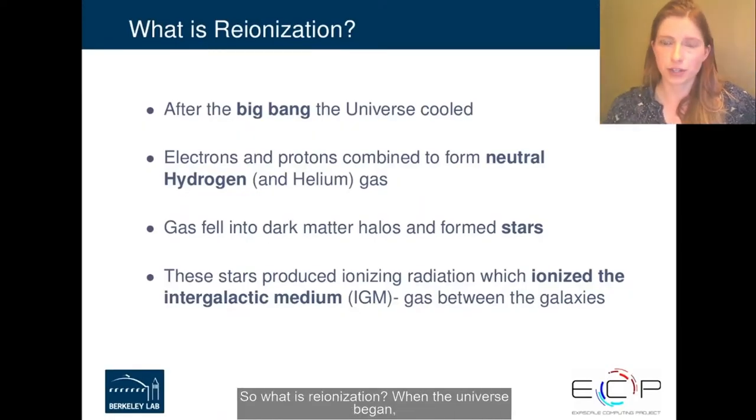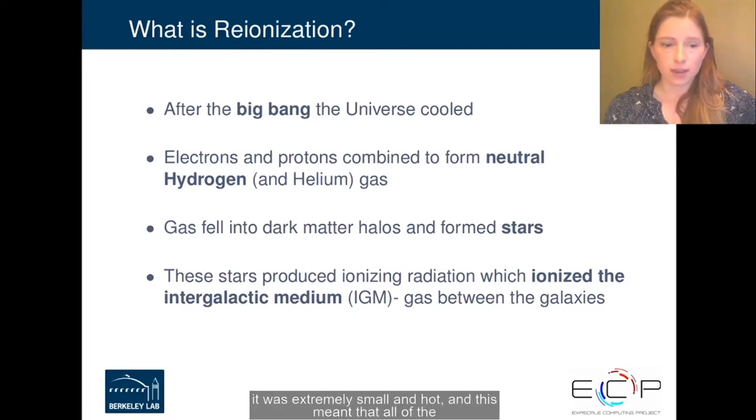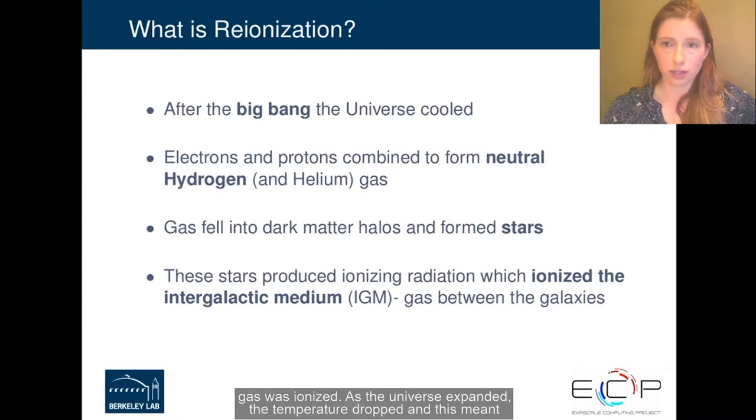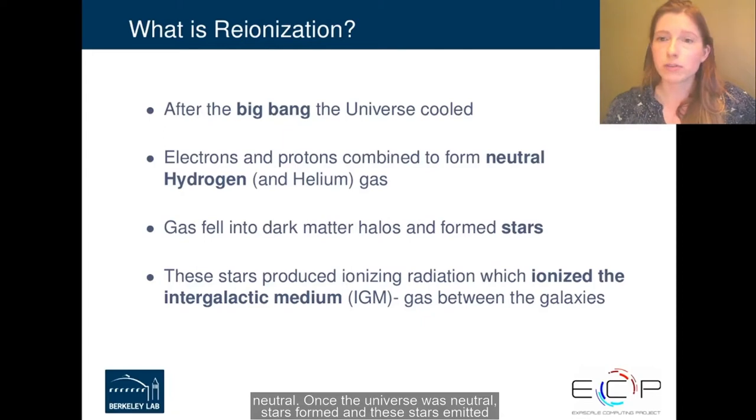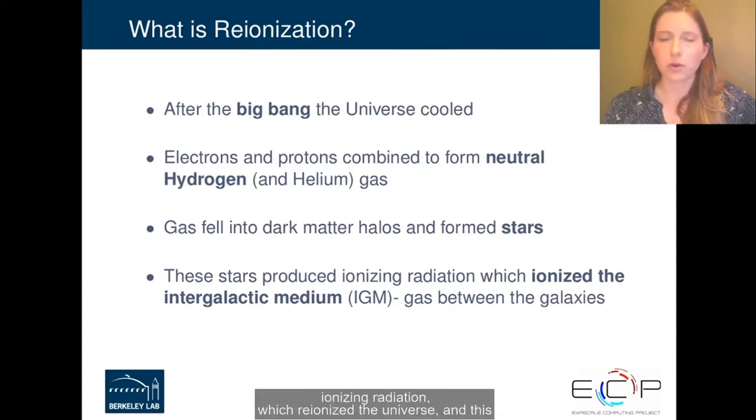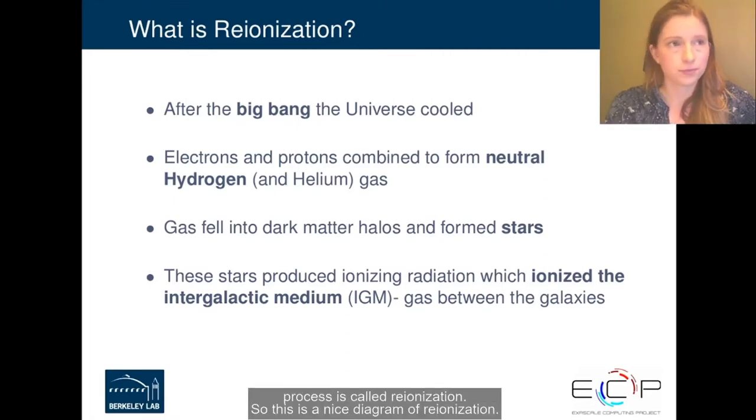So what is re-ionization? When the universe began, it was extremely small and hot, and this meant that all of the gas was ionized. As the universe expanded, the temperature dropped, and this meant that the atoms could form, and the universe became neutral. Once the universe was neutral, stars formed, and these stars emitted ionizing radiation, which re-ionized the universe, and this process is called re-ionization.